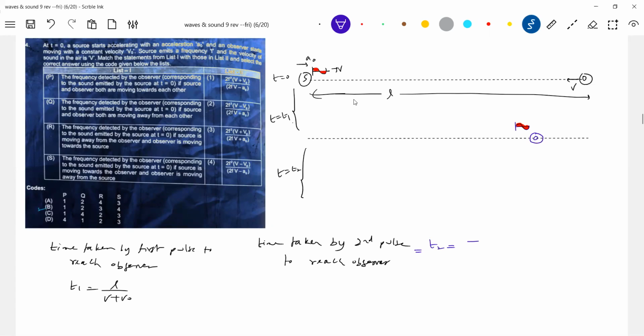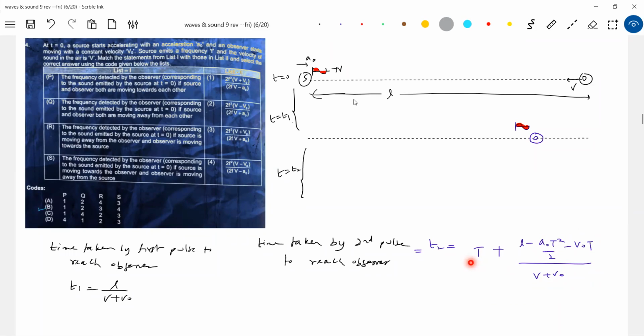So first, what happened? T plus the distance moved: L minus a naught T squared by 2 minus V naught T, divided by V plus V naught. From where am I writing this equation? T plus, it is. Please understand this. The problem will be over once you understand this. What is this capital T? It is the time taken for the second pulse to be generated, the time interval.